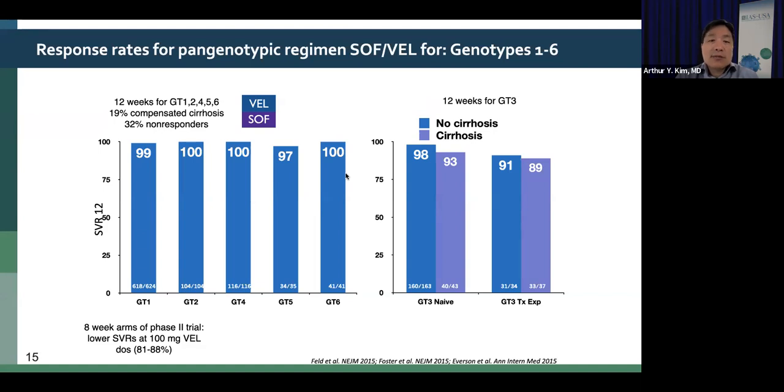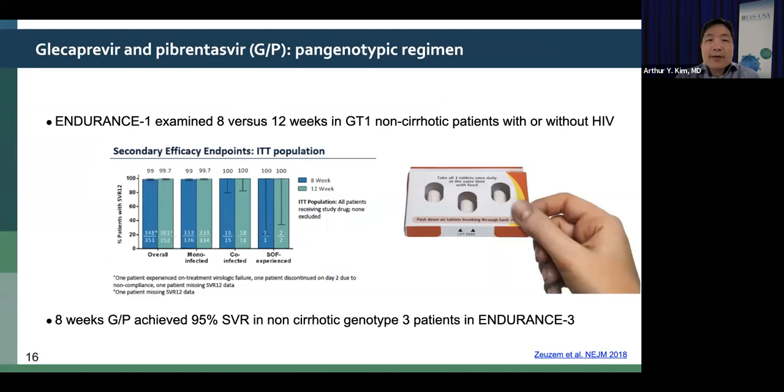So for those, particularly without cirrhosis, we're really talking about levels of cure. Now, there was an 8-week arm of a phase 2 trial, which wasn't quite as efficacious, and so we do advise 12 weeks for this regimen. The 8-week regimen that we looked at is glecaprevir, a protease inhibitor. There's a PR in the name, if you want to try to remember which is which. And then pibrentasvir is the NS5A inhibitor.